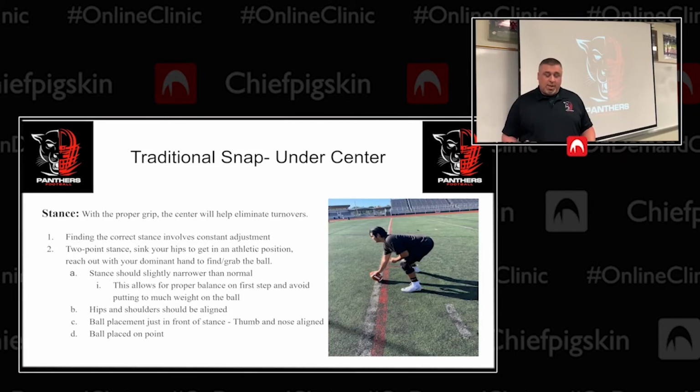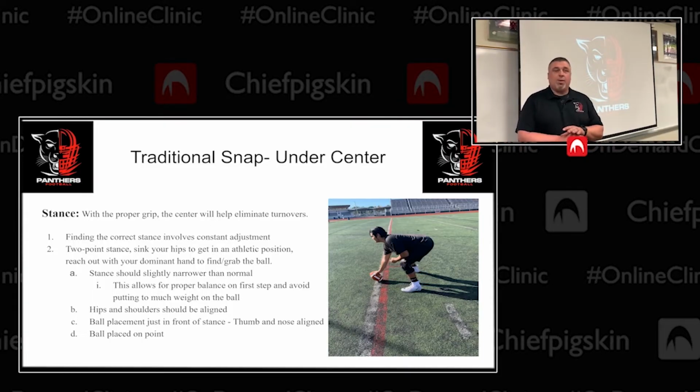And then the actual stance for coming up and snapping, traditional. Finding the correct stance involves constant adjustment. In a 2-point stance, you've got to sink your hips, get into an athletic position. You've got to reach out with your dominant hand to find and grab the ball. Stance should be slightly narrower than normal. This allows for proper balance on the first step and avoids putting too much weight on the ball.